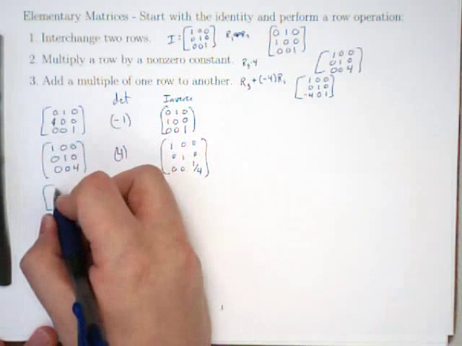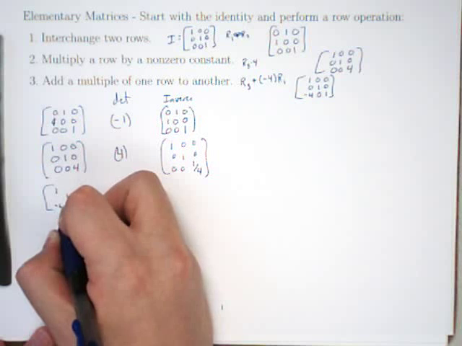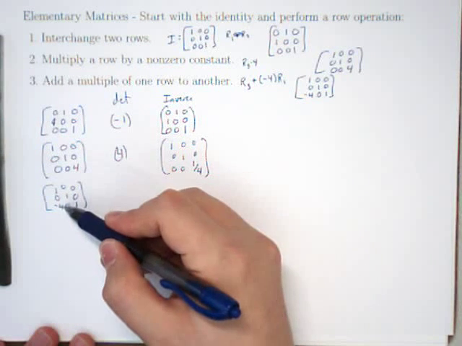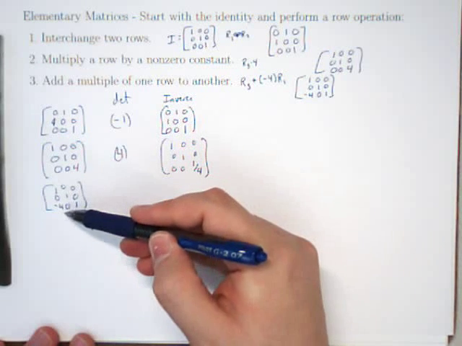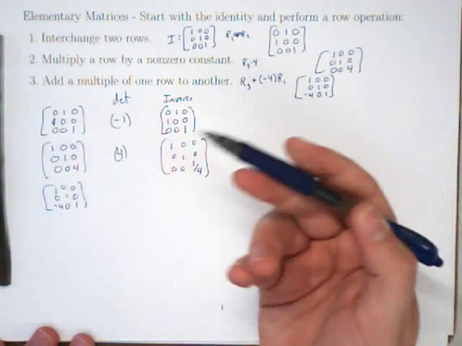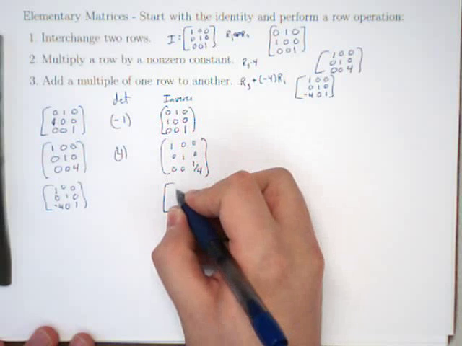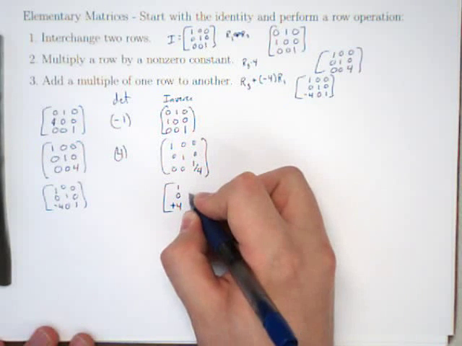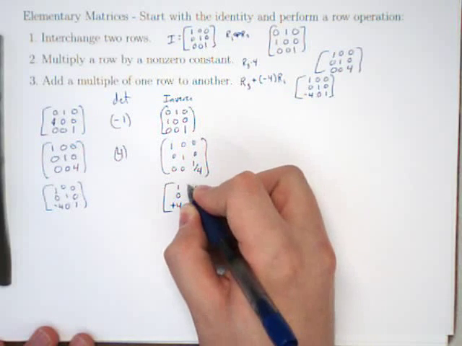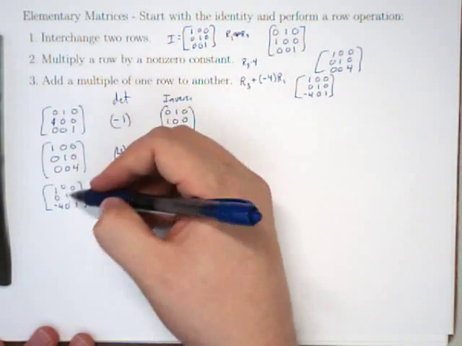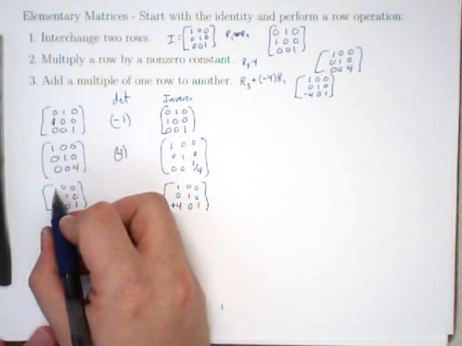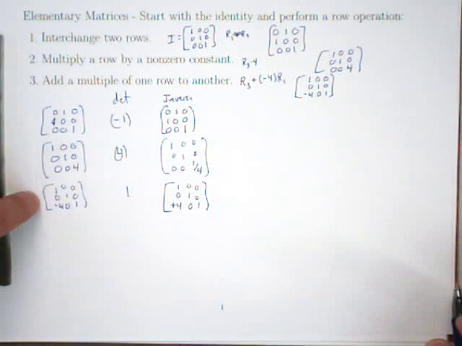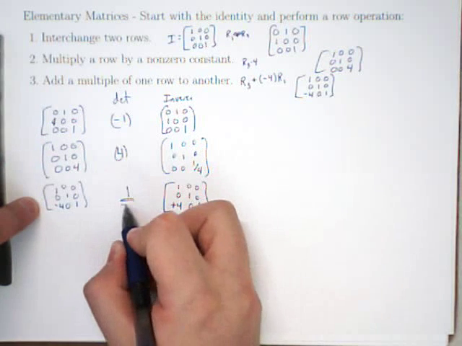And with the last one, where I have the 1, 1, 1, and then a negative 4 in the bottom left, this was add negative 4 times row 1 to row 3. If I want to undo that, the inverse would be let's add 4 times row 1 to row 3. And so inverses are really simple for elementary matrices. So are determinants. Here, the determinant, product of the diagonals, is 1. Notice in this case, the determinant will always be 1.